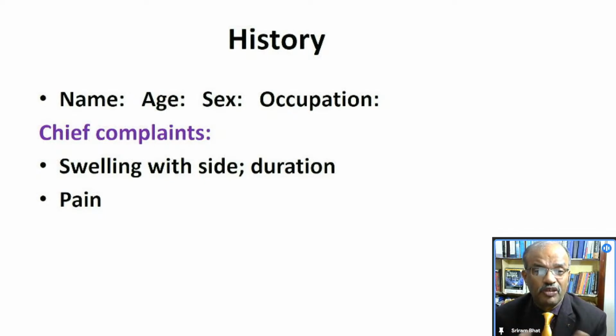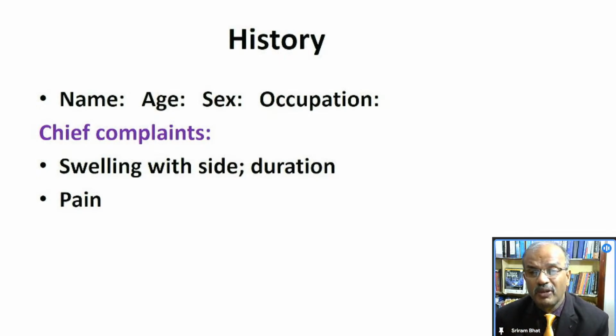And chief complaints: always put the heading chief complaints in the exam when you write a case sheet, then go to the next line. Swelling, which side? Right side swelling, duration of 1 year. Then pain since 2 months. Then pain is increasing, increase in the size, progression, aggravating factors. That comes in the history of present illness later, of course.